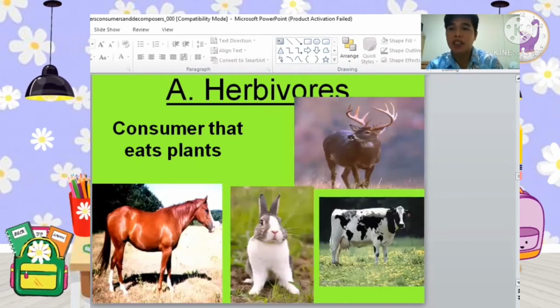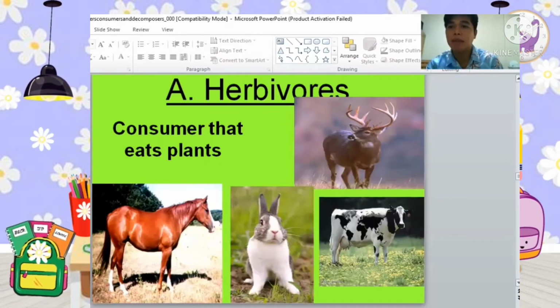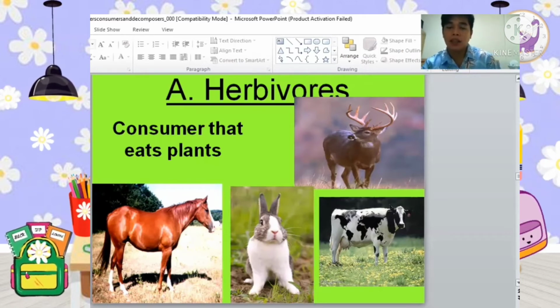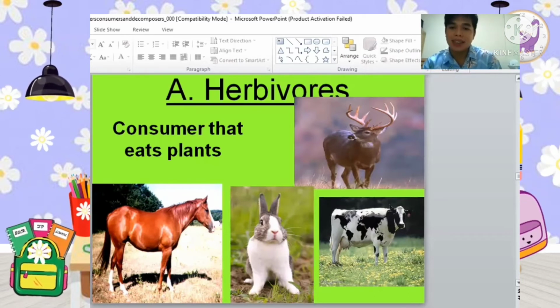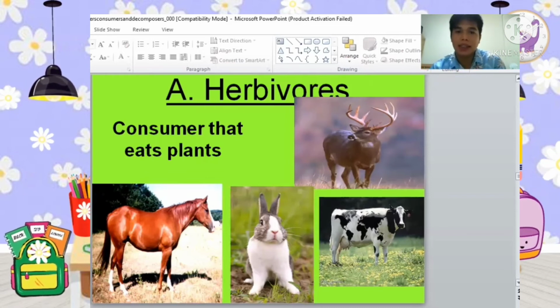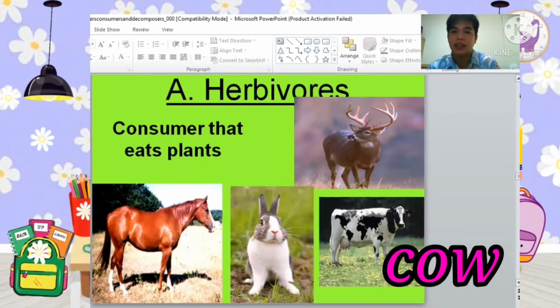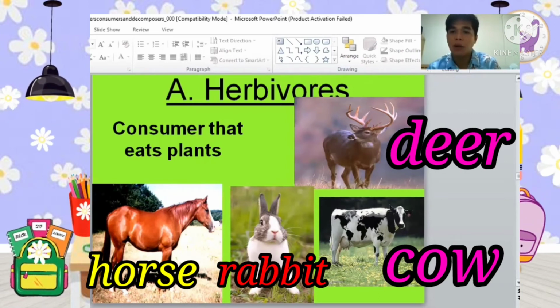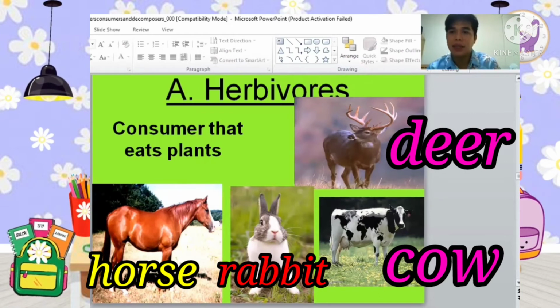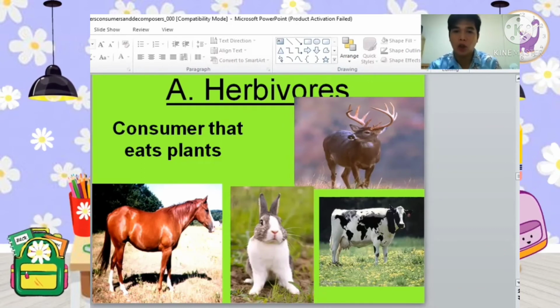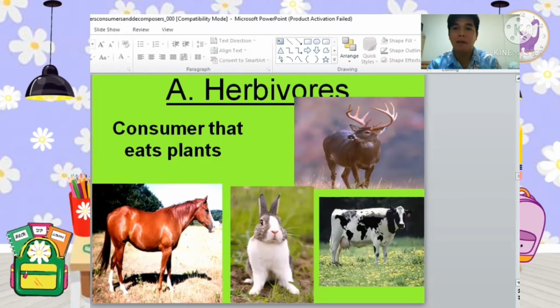First is herbivores. Herbivores are consumers that eat plants. Do you know what animal it is? First picture is deer. Next is cow. Next is rabbit and horse. What's the first picture? Deer, cow, rabbit, and horse. These are consumers that eat plants.